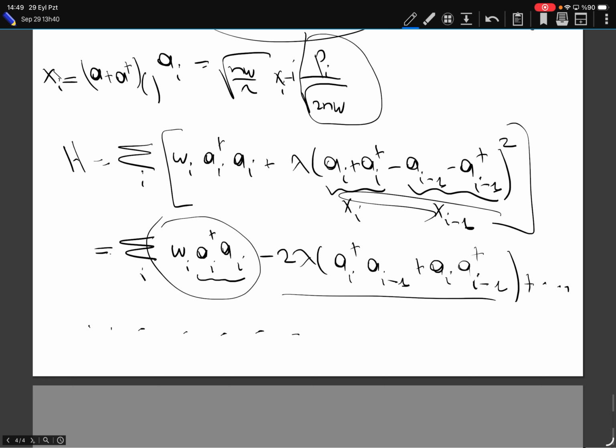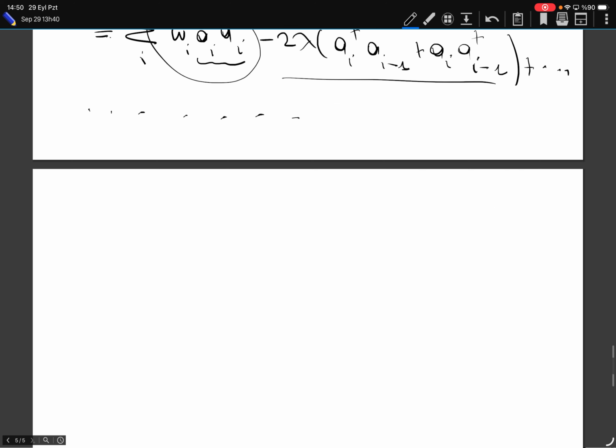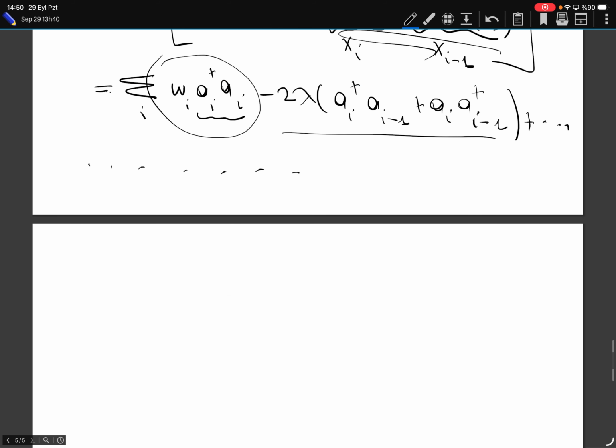Now, what do those terms give me? Well, again, let's look at a system where this is the i-th oscillator, this is the (i+1)-th, this is the (i-1)-th, etc. And let's say at a given moment, I have n oscillators over here, n packages, n particles.